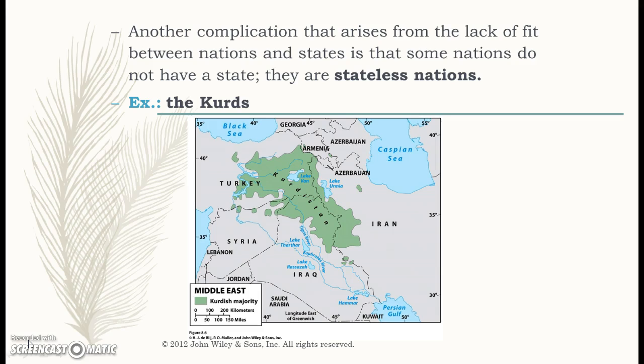Another complication that can arise from a lack of fit between nations and states is that not all nations have a state. Okay, so all multi-state nations are stateless nations. Not all stateless nations are multi-state nations, if that makes sense. So a great example of a stateless nation that is a multi-state nation are the Kurds, right? And the Kurds have a defined homeland. You can see it on the map here, right? That spans 4 or 5 countries.